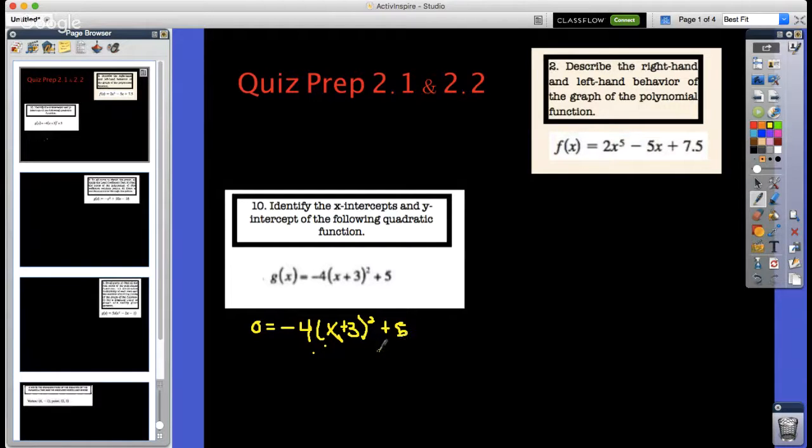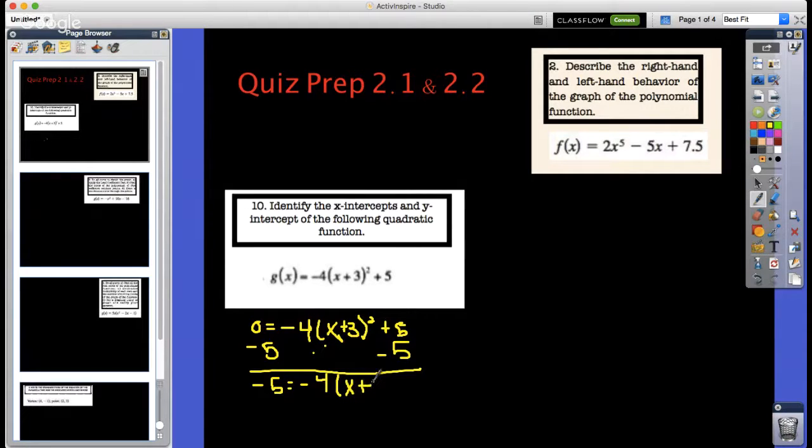Now, how can I get x by itself? Remember that these two are being multiplied. So I'd like to try to subtract this 5 here. Sorry about the lack of neatness, but we're going to take it and fly. In so doing, we get -5 equals -4 times (x plus 3), squared on the outside.